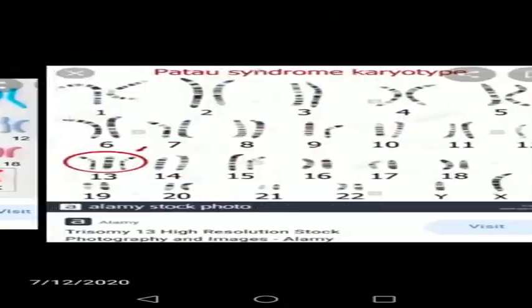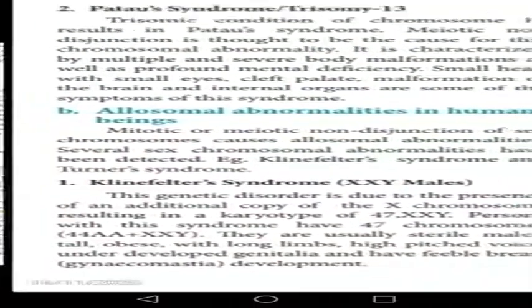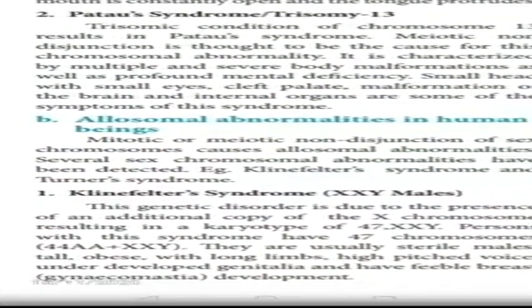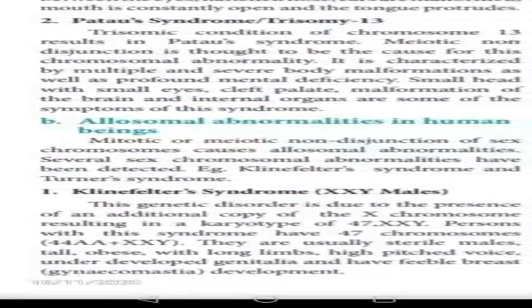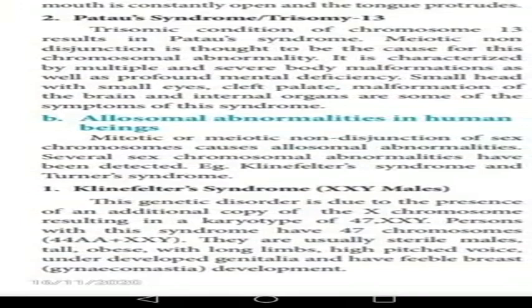I'll show you in your textbook. Take your textbook and just go through. If you see here, Klinefelter syndrome and 44 chromosomes. Which chromosomes? A is the one. A denotes autosomal chromosomes. Up to 44, the chromosomes are equal whether male or female.